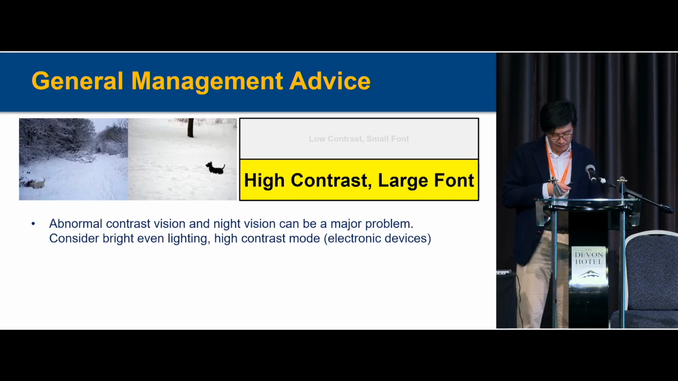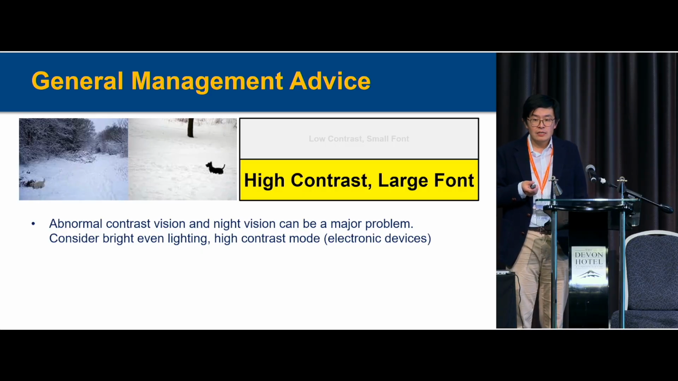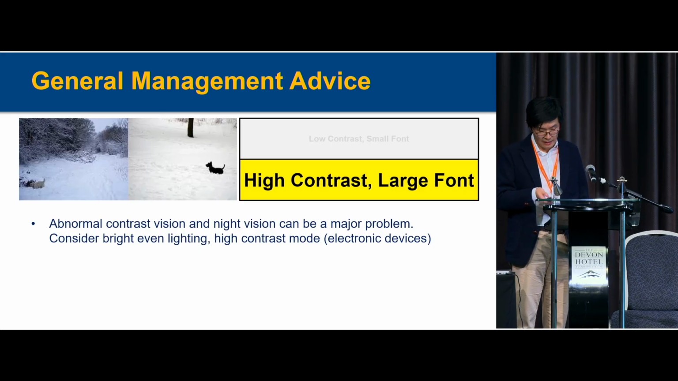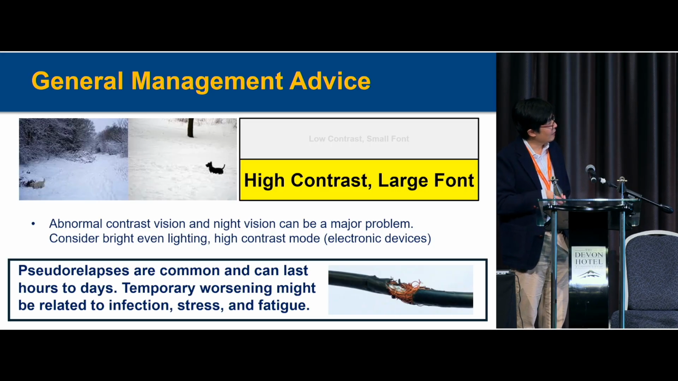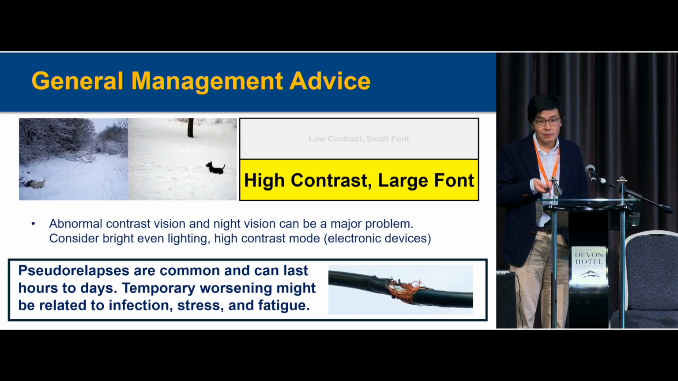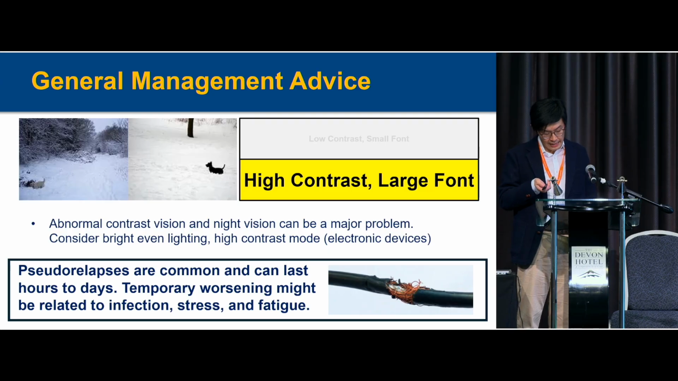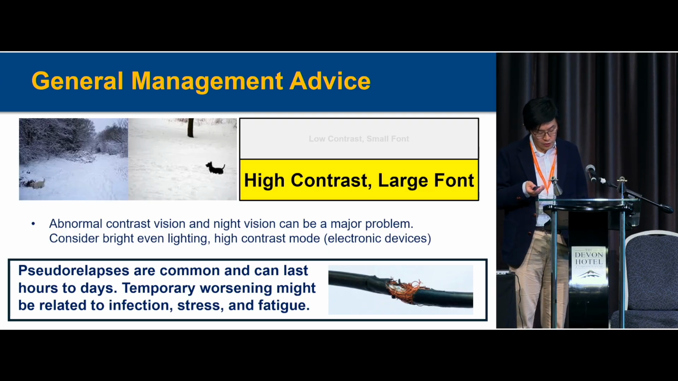Okay, so using adaptations and looking at things that can help with reading can really have an impact on vision related quality of life, because we use our eyes for so many aspects of our life. It's not just seeing things, but also social interactions, recognizing faces, the jobs that we have to do, the things that give us enjoyment in life. The final thing to mention is that pseudo-relapses after optic neuritis are really common, and they can usually last hours to days. So you may get temporary worsening of vision, which might be related to infection, stress, and fatigue.